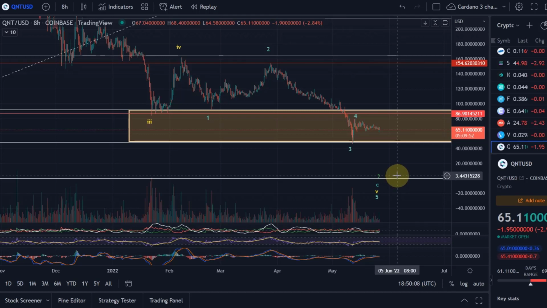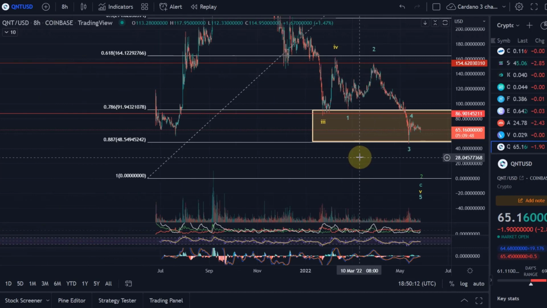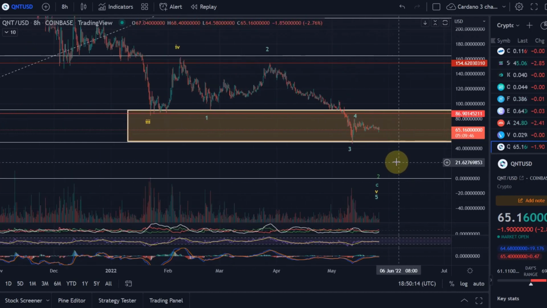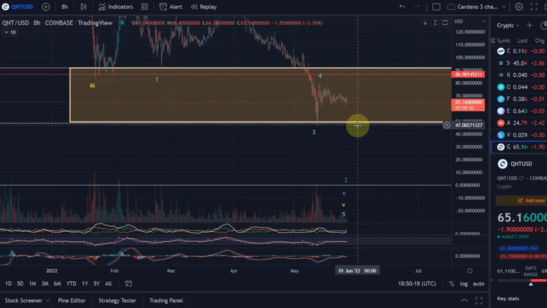I just have to be very clear with you here, very honest. Giving you a target is a bit difficult for Quant specifically. But it would certainly land below the low of the wave 3. And my view is it could be anywhere between $45 and $10. That is how it is.